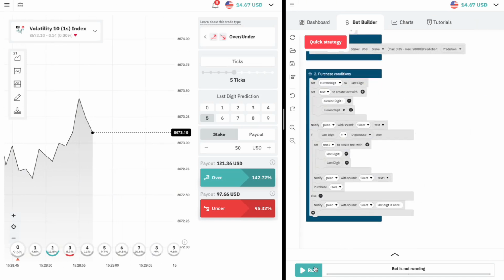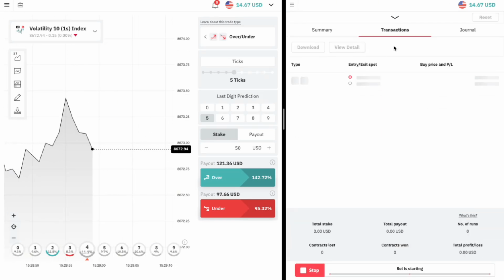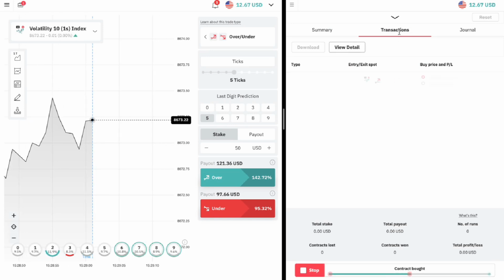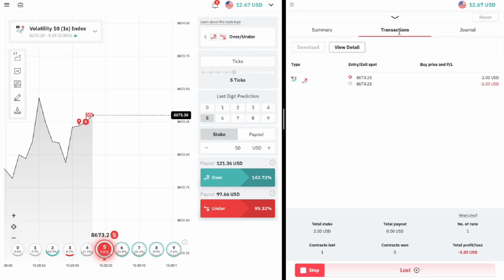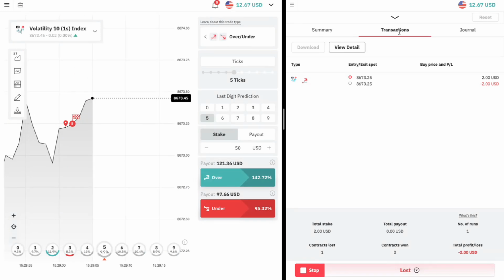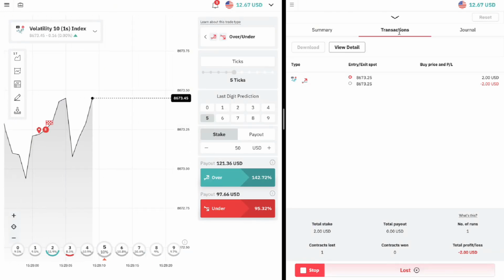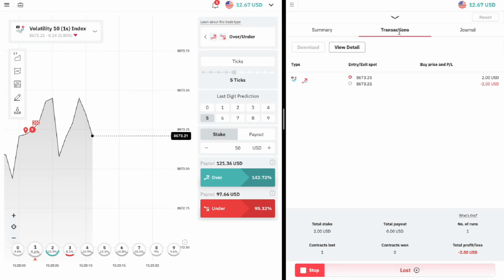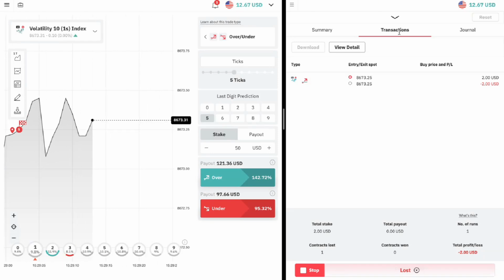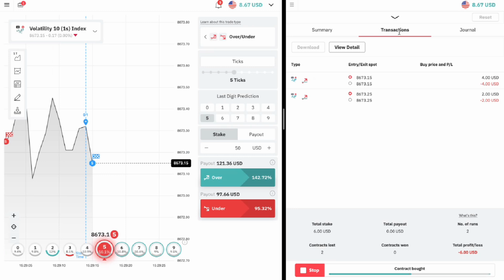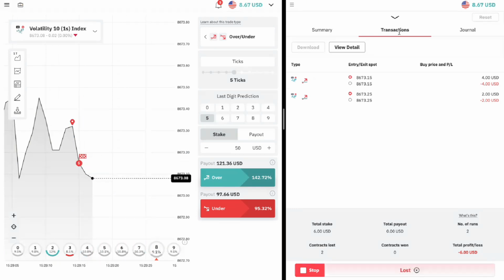Okay, let's see. We give it like 3 tests. We lost that one. So let's see. So this will go to 4. So remember, as I said, don't take such kind of risks with your account if you don't have any other money. We lost that one.